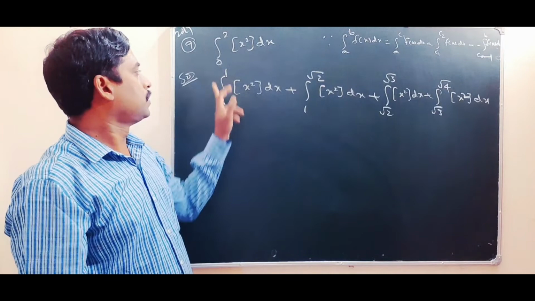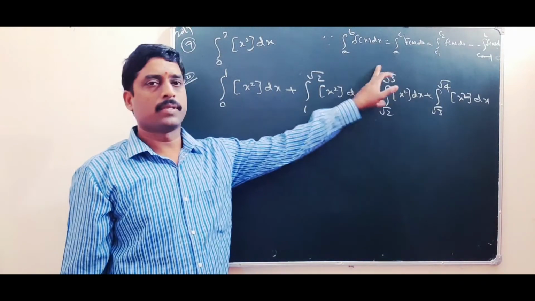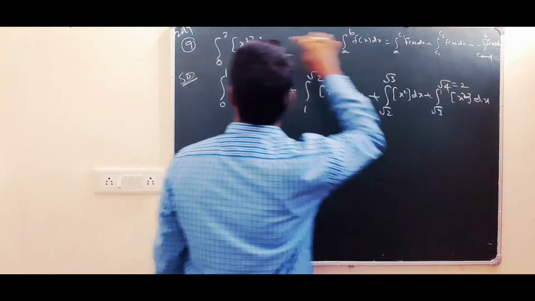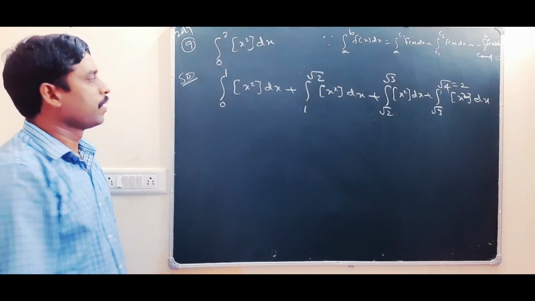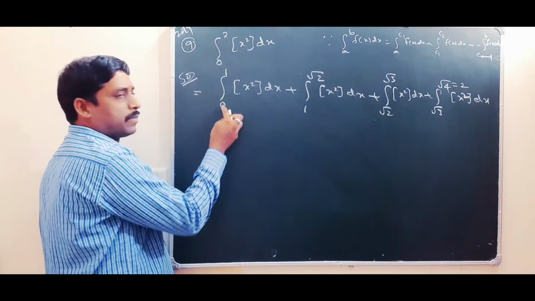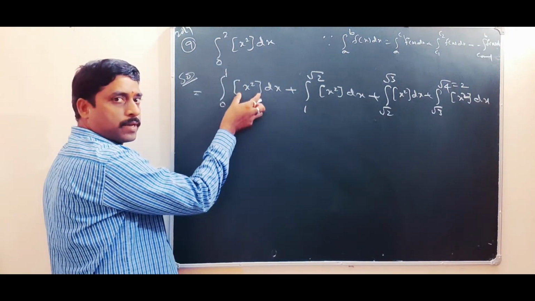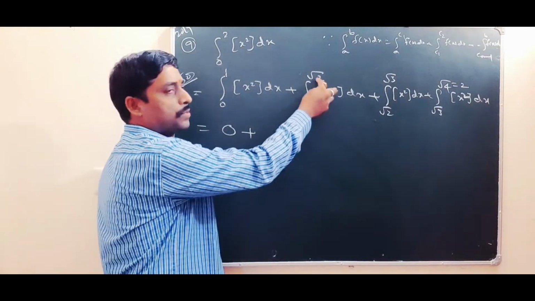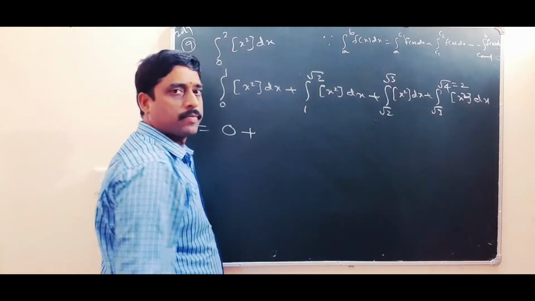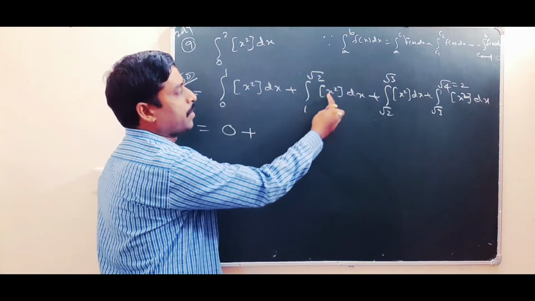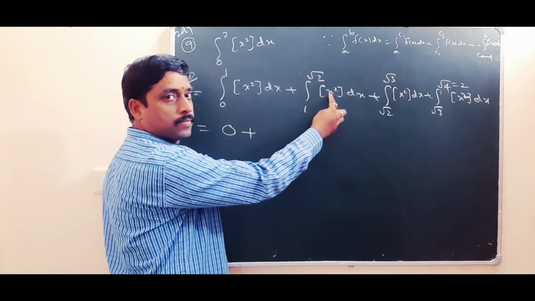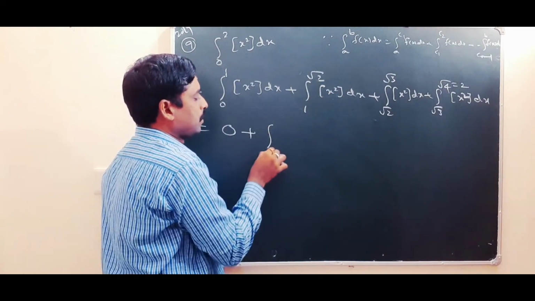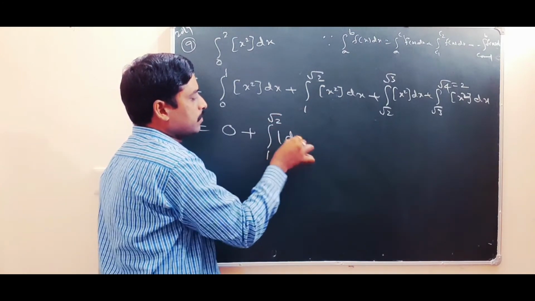So the intervals are 0 to 1, 1 to root 2, root 2 to root 3, root 3 to root 4. Root 4 is nothing but the upper limit 4, which is the upper limit of this integration, 2. In between 0 to 1, the integral part of x square value is 0. In between 1 to root 2, the integral part of x square value, take 1.2, 1.2 whole square, the integral part of this value is 1. So the integral from 1 to root 2 of 1 dx.